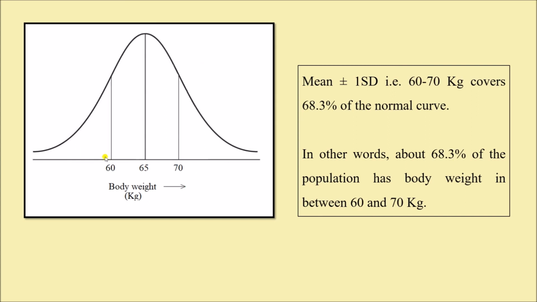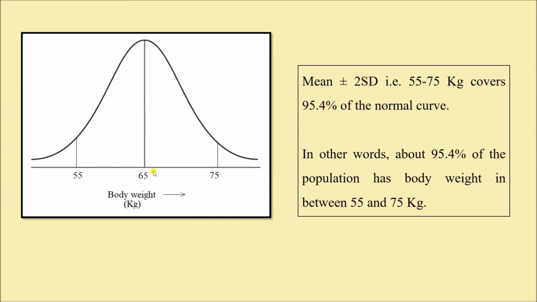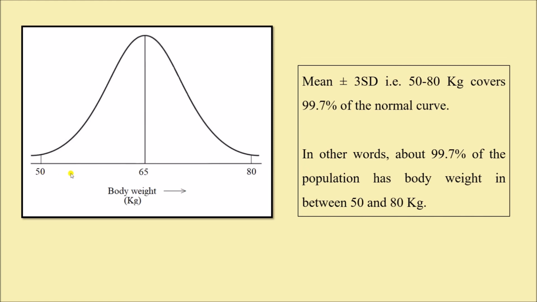So as you can see, when we have narrow range, of course we are going to have less number of people within this range of body weight. When we are increasing the range, that means we are including more number of people in this range. Similarly, when we have gone to the 3 standard deviation value on either side of the mean value, we are having almost 100%, not exactly 100%, but 99.7%. That means almost all the people are included in between the 50 and 80 kg body weight range.